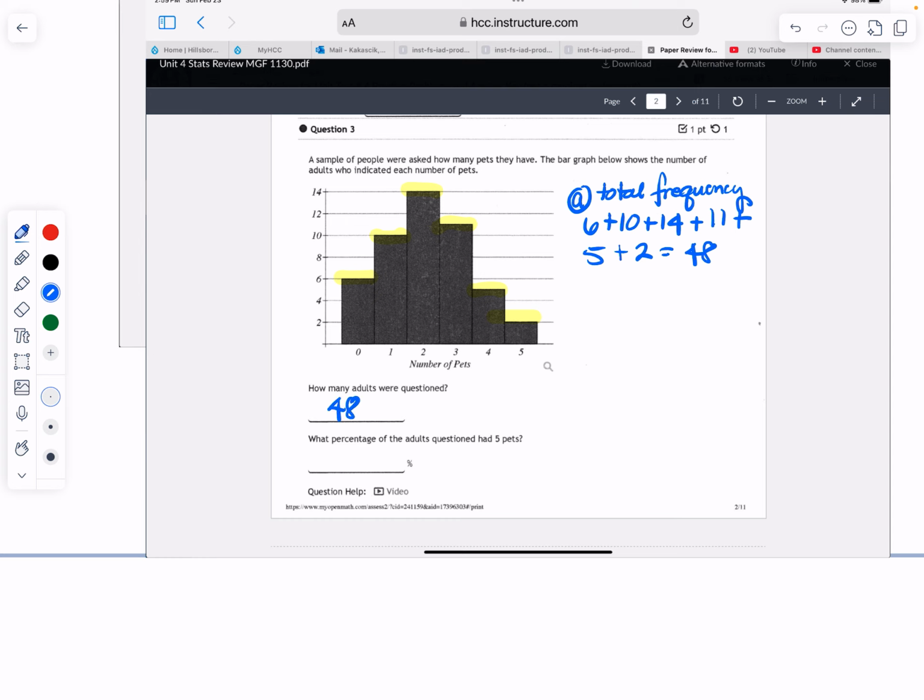What percent of the adults questioned had 5 pets? Okay, so we're going to do the people that had 5 pets, which is 2, over the total frequency, which is 48. So if I take 2 divided by 48, I will get a decimal of 0.0417. Changing that to a percent, decimal to percent, 2 places to the right. So that is 4.17%. Okay, those are questions 1 through 3.